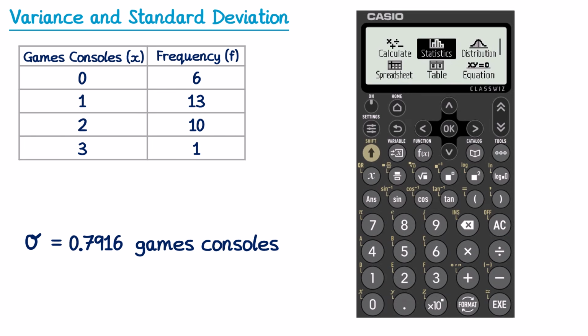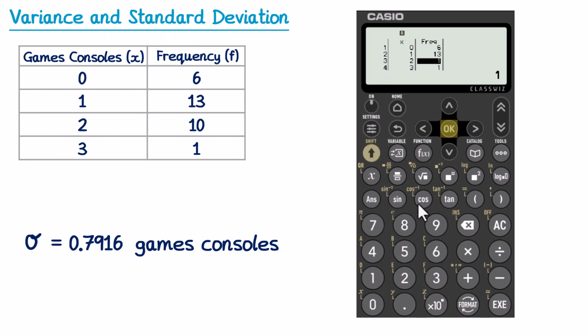Now just like before, this is also possible with a calculator. So I'll show you how we do that now. We go into the statistics mode like before, select one variable, and then we just type in the x values. So we've got 0 games consoles, 1, 2, and 3. And then we also type in the frequencies. So 6, 13, 10, and 1. And then just like before, for a list of data, we press the execute button twice, and it will calculate the standard deviation. You can see this matches our value, 0.7916.